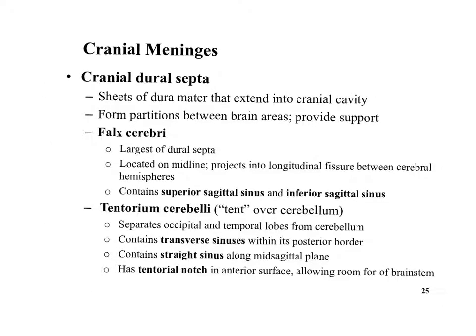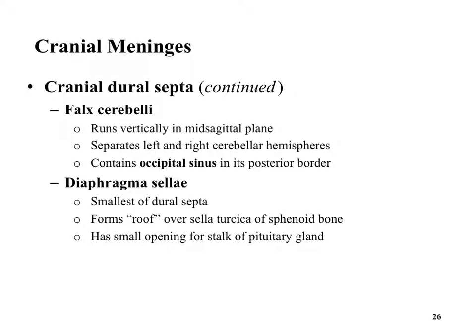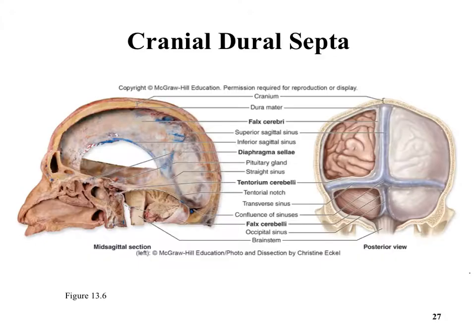So the dural septa, the falx cerebri is the largest of the dural septa, right? And we'll see what that looks like in a second. It runs vertically. So here's a sagittal view showing you what the falx cerebri is. Think about this dura as that packaging I talked about, and it holds the brain into a complete space, okay?